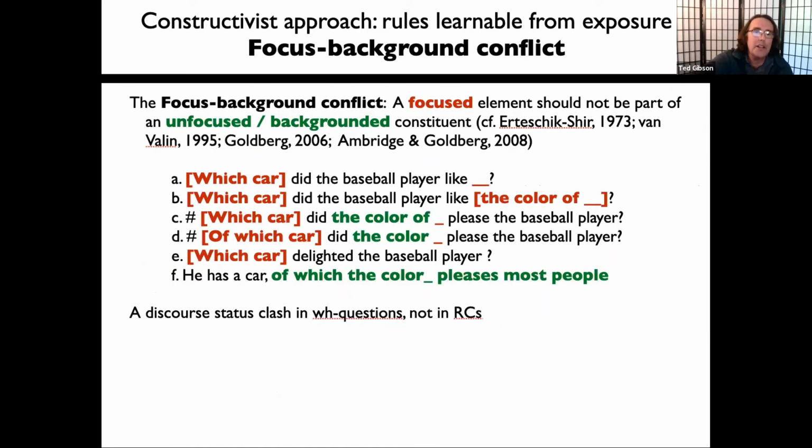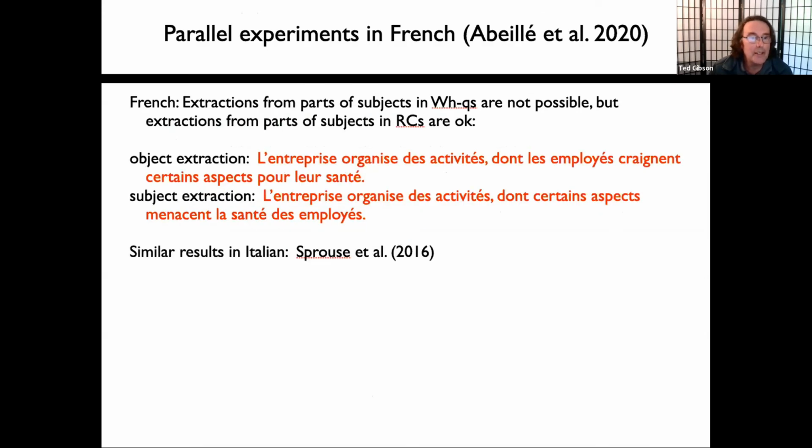According to this focused background conflict constraint, a focused element shouldn't be part of the unfocused backgrounded constituent. This constraint will allow this, which card did the baseball player like the color of, because the focus domain for the focused element is in the focus of the clause. The focus domain is determined by the phrase dominating position, so the sentence object, the sentence subject, and the object of color are all in that domain. It's all fine. C and D are no good because the focus domain now for the focused element is the subject, which is backgrounded, and that's no good. F is fine because there's no focal meaning in a relative clause, and so extractions out of subjects should be okay. Okay, I'm running to the end here.